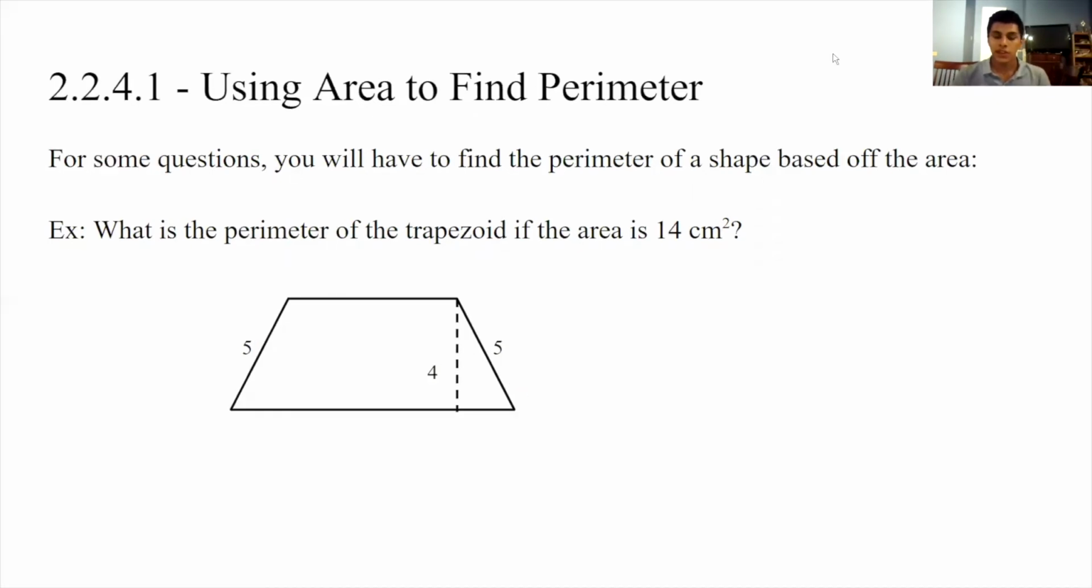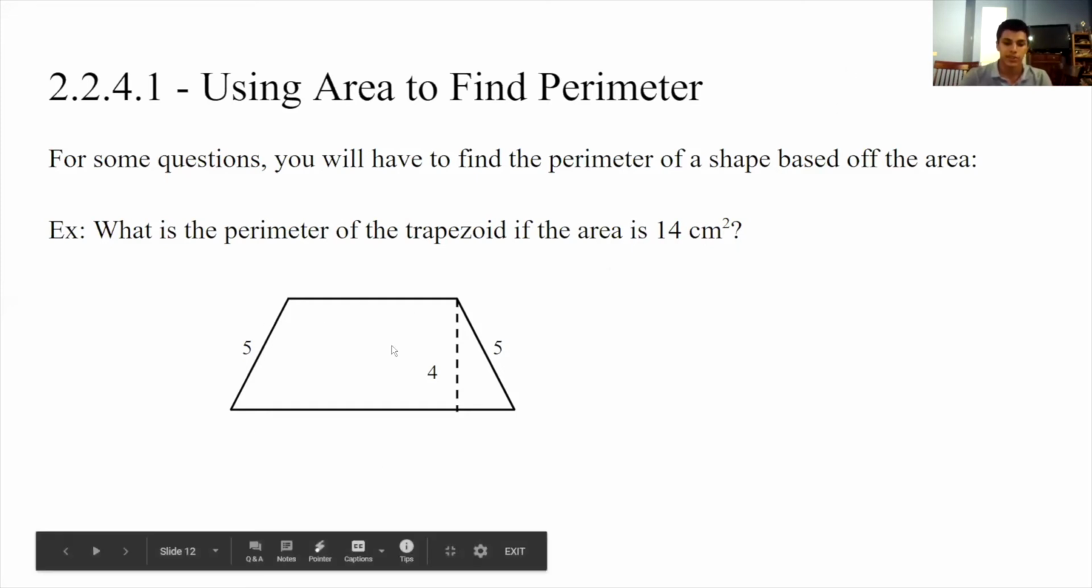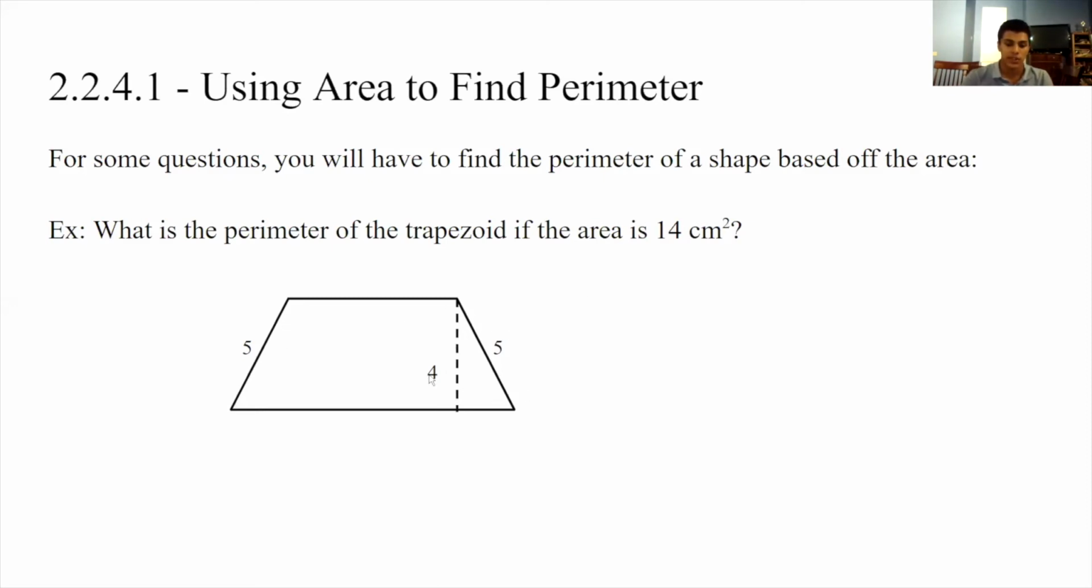And then finally, the last subject of Geometry Meet 2 is where the two big subjects, area and perimeter, come into play together, where you have to use the area of a shape to find the perimeter of a shape. So an example of a type of question like this would be, what is the perimeter of the trapezoid if the area is 14 centimeters squared? And then here is the trapezoid down here. So it gives you the area, it gives you some side lengths and some extra length as well, and it expects you to be able to find the perimeter of the entire shape, which is all the sides added together.